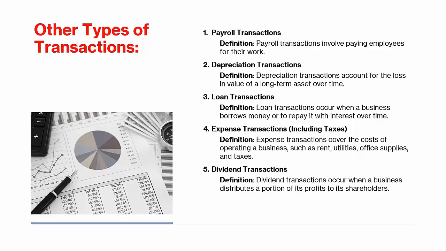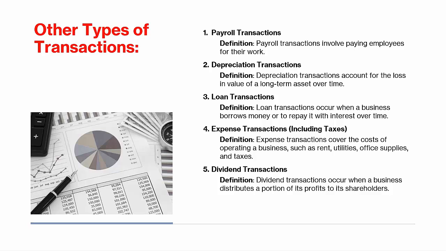2. Depreciation transactions. Definition: depreciation transactions account for the loss in value of a long-term asset over time. It's an expense recorded in the books, but it doesn't involve immediate cash. Example: suppose you bought a delivery van for your cafe for $20,000. Every year, the van loses some value due to aging and usage. You record $2,000 in depreciation annually. This is a depreciation transaction. No cash is spent, but the van's value is decreasing.